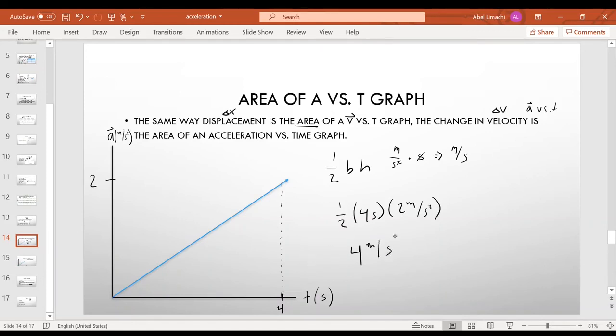Now again, this is the delta v. You can see this by A is equal to delta v over delta t. If you multiply delta t to both sides, you get A times delta t is equal to delta v, which is exactly what we just did here. A is 2 meters per second squared, and we multiply it by this delta t, which was 4 seconds, so we get the change in v, 4 meters per second.